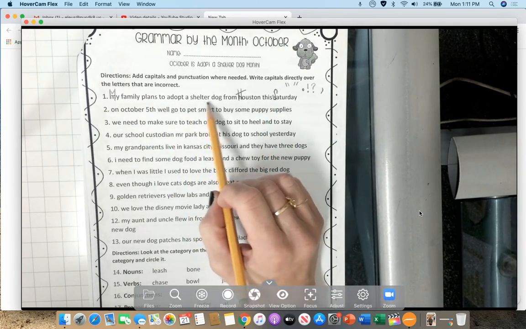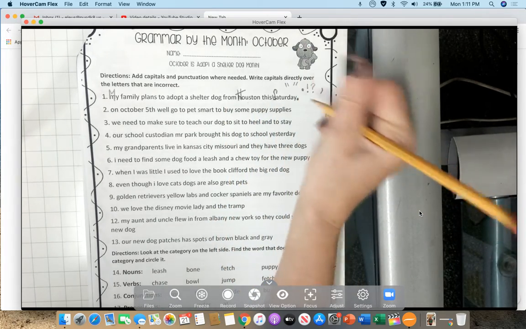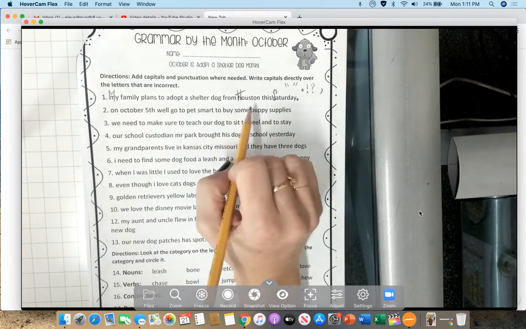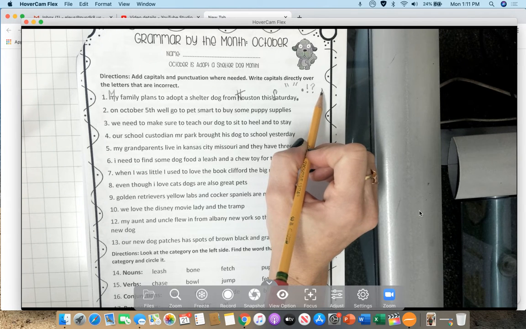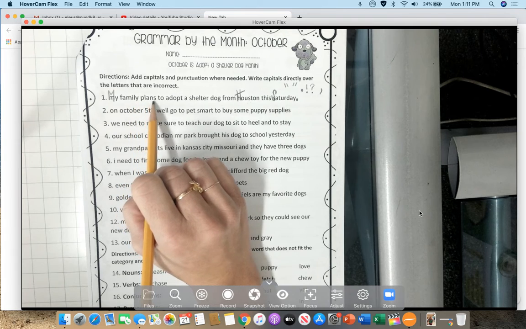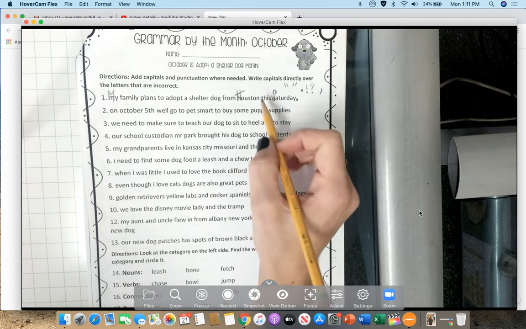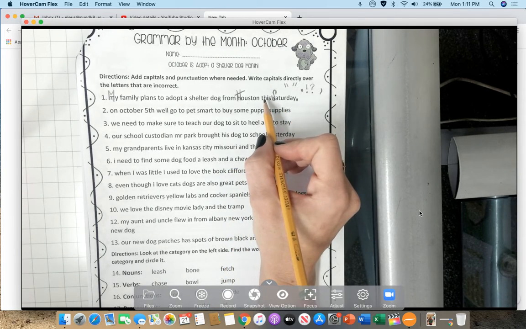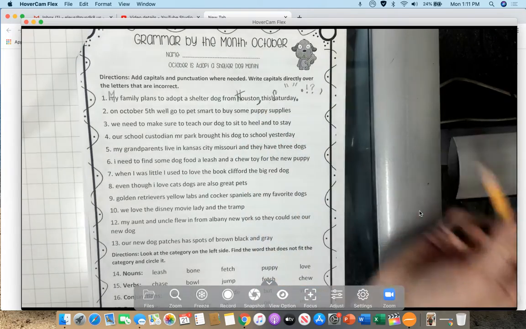My family plans to adopt a shelter dog from Houston this Saturday. That is a statement. I'm going to go ahead and put a period at the end of that sentence. There is no dialogue, so I don't need quotations. Let's see if there needs to be a comma. Remember, commas separate sentences so that you do not have a run-on sentence. A run-on sentence is incorrect. So if we look at this sentence, this is telling us when, and it is going to be separated by a comma, okay?